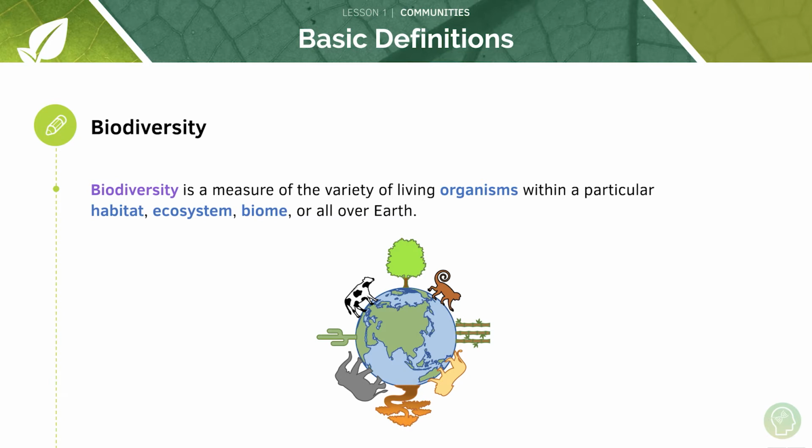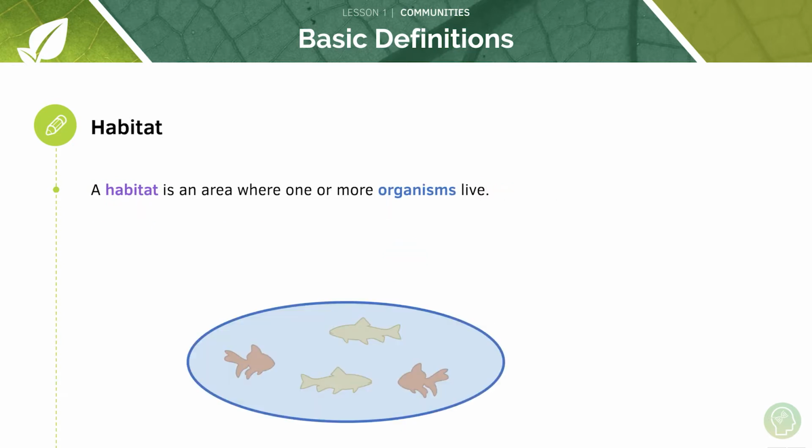So first of all, some basic definitions. Biodiversity is a measure of the variety of living organisms within a particular habitat, ecosystem, biome, or all over Earth. Note that there are some words in bold, and that's because it's really important that you use this scientific terminology in your answer, because this could be a really simple 1 or 2 marker in your exam, just a really simple definition that you need to learn and be able to reiterate back in the exam. So perhaps make note cards, flashcards, that kind of thing, and practice these definitions so that you get these really easy marks.